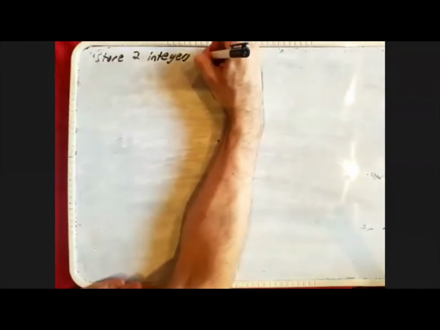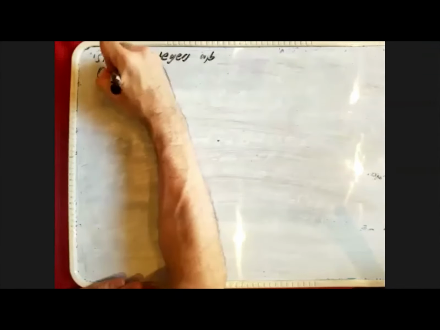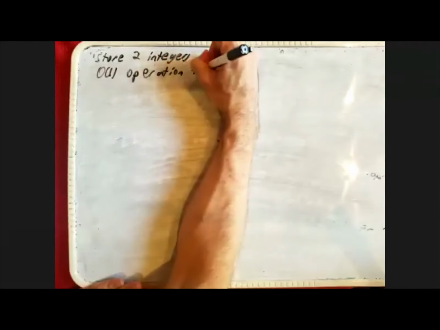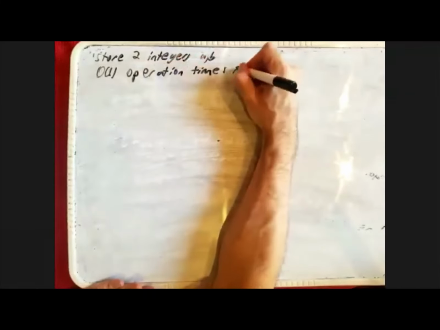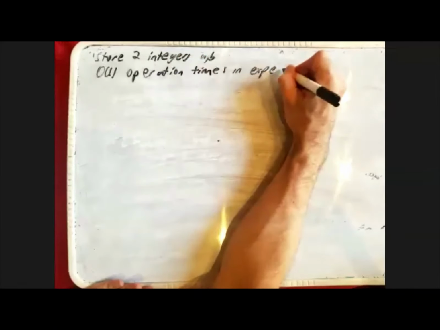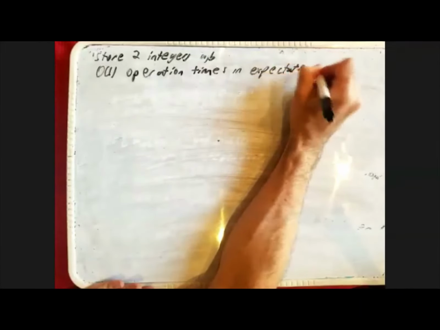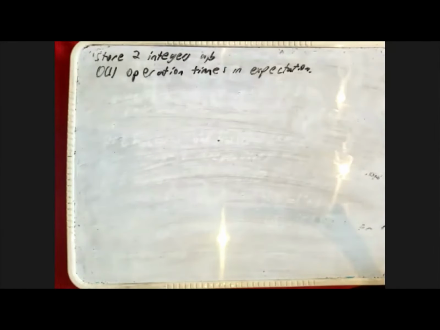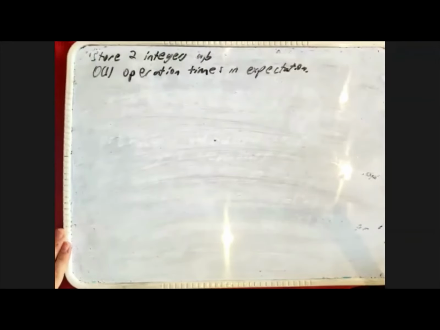A and B, and we have order 1 operations in expectation. So expectation is nice in general, right? Over a large number of operations, you expect things to regress to the mean. And so your average cost will almost certainly converge to the expected cost.